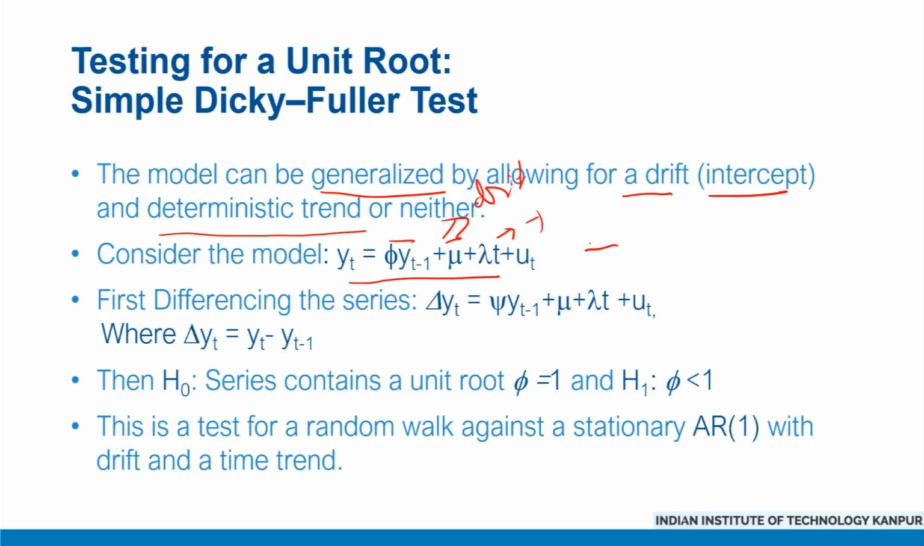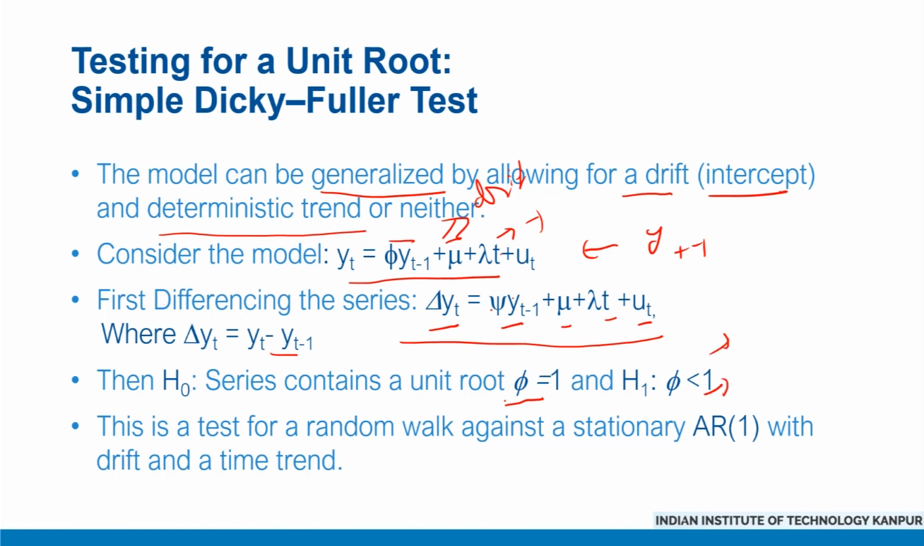Now again we repeat the same step. We subtract yt minus 1. So we get delta yt equal to psi times yt minus 1 plus mu plus lambda t plus error term. So this is a more generic expression, and we test this model for non-stationarity. The null is non-stationarity, which means phi equal to 1, and the alternate, if the null of non-stationarity is rejected, is that the process is stationary with phi less than 1.